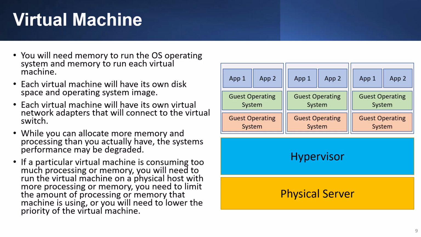If a particular virtual machine is consuming too much processing or memory, you'll need to run the virtual machine on a physical host with more processing or memory. You will need to limit the amount of processing and memory that the machine is using, or you'll need to lower the priority of the virtual machine.